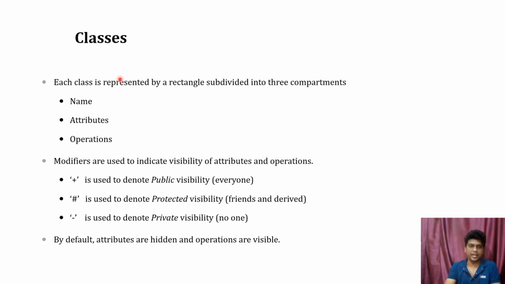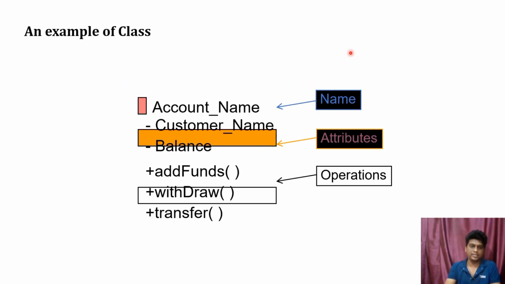So a class has a name, attributes and operations. Normally for a class, for a banking system, the account name represents the name. The customer name and the balance represent the attributes. The operations are that you can add funds, withdraw an amount and transfer the amount to another person.